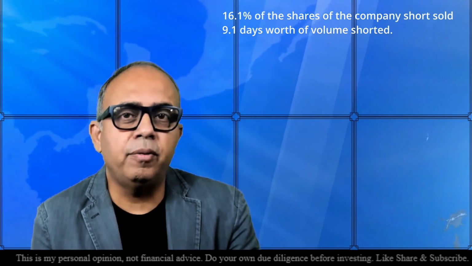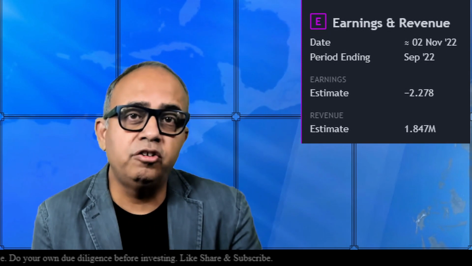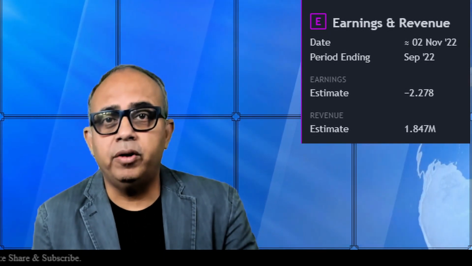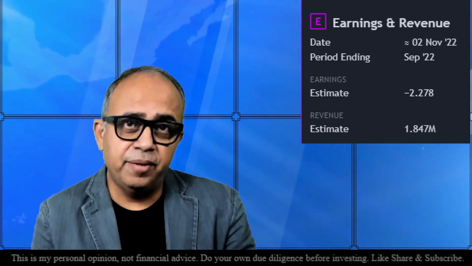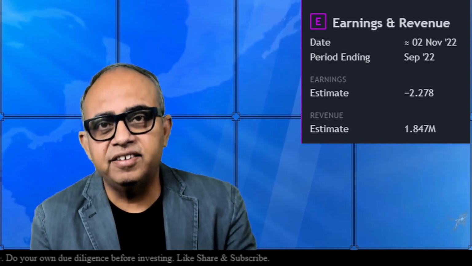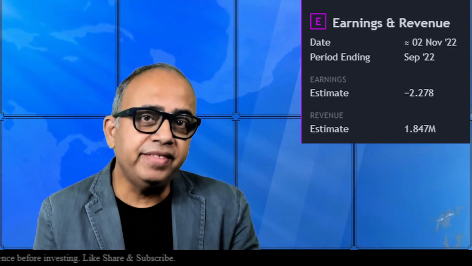The second possibility is that we have the Q3 earnings coming up on 2nd November. Street expectation is an EPS of minus $2.278 per share and a revenue of $1.847 million. Maybe those investors who are thinking that CRISPR is going to disappoint have been shorting the shares, looking at the earnings coming up on 2nd of November. But probably they, like me, forgot that there is a quadruple witching coming around. That's also another possibility that we could count on.